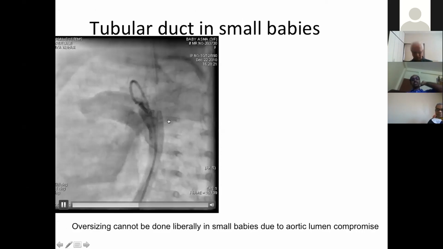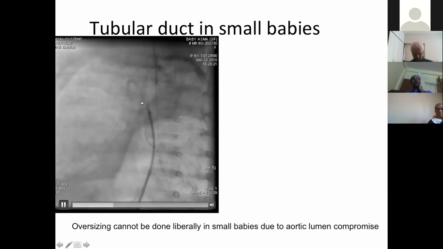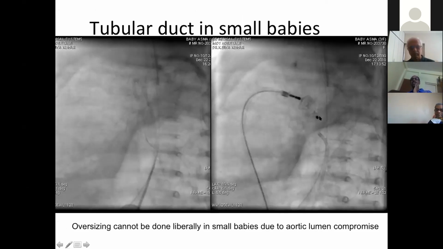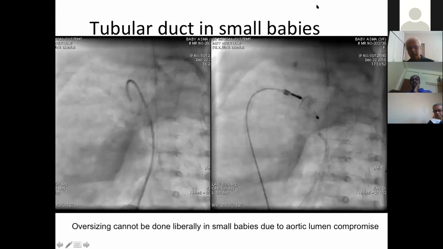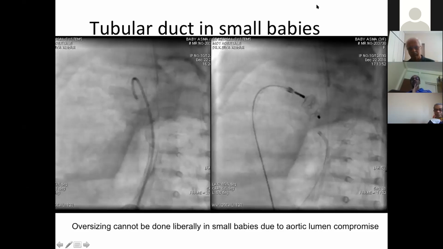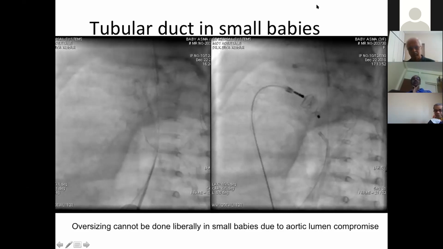Tubular PDAs in smaller babies are much more common. This is a 3-month-old baby with a small tubular PDA. And in such tubular PDAs, a cylindrical device like an Amplatzer vascular plug is actually good. They're delivering it intraductally in order to avoid a protrusion into the lumen on either side.